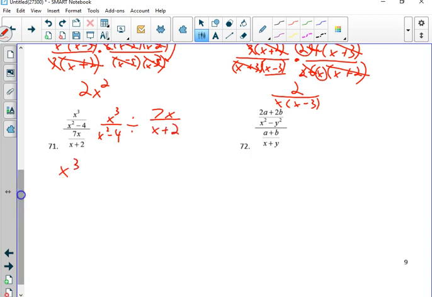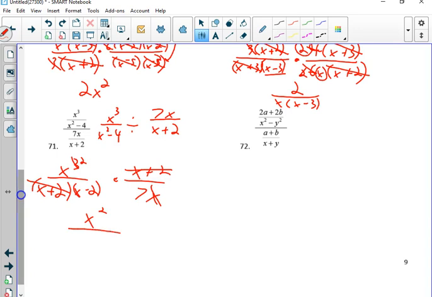So, x cubed over, I'm going to factor, difference of squares, x plus 2, x minus 2, times x plus 2 over 7x. Now this x plus 2 will cancel this x plus 2. This x right here will cancel with one of these, leaving that. And I'm ready to go. I can't do anything else. So that's x squared over 7, parentheses, x minus 2.